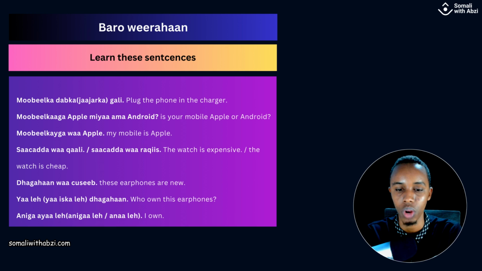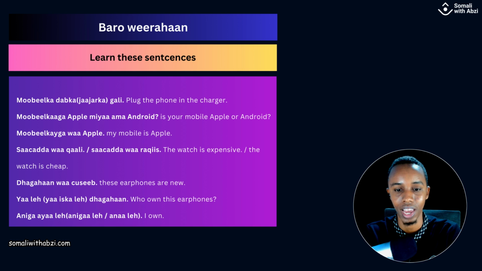The next one is dhagahan waa cuseeb. Cuseeb in Somali is new. Dhagahaaga waa cuseeb. And you can also say maybe mobilkayga waa cuseeb. You can also say maybe qalinkayga waa cuseeb, buugayga waa cuseeb, and so on.